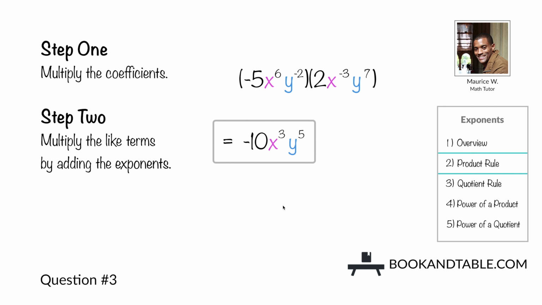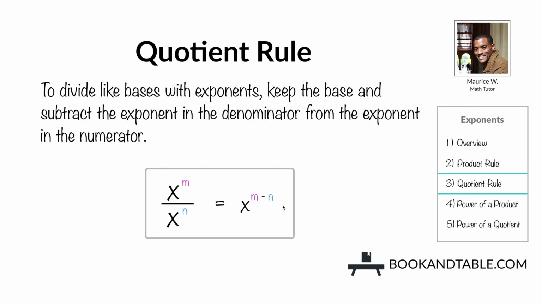So that is how we use the product rule when we want to multiply two like bases. But when you want to divide two like bases, you want to use the quotient rule. To divide like bases with exponents, keep the base and subtract the exponent in the denominator from the exponent in the numerator. So when I tell you to subtract the exponents, this is what I mean. m minus n, you're finding the difference by subtracting the exponent in the denominator from the exponent in the numerator.